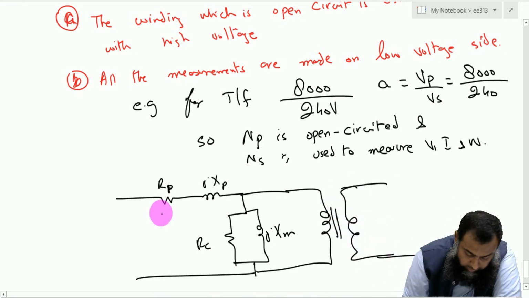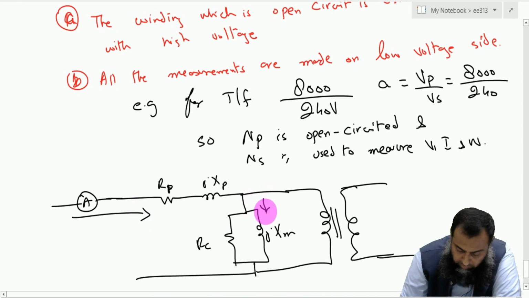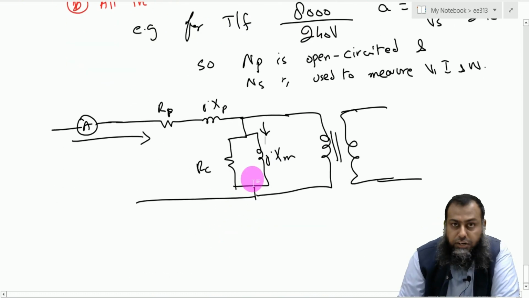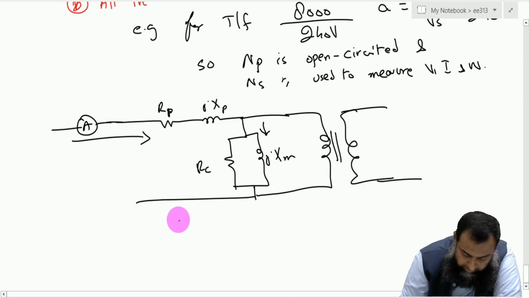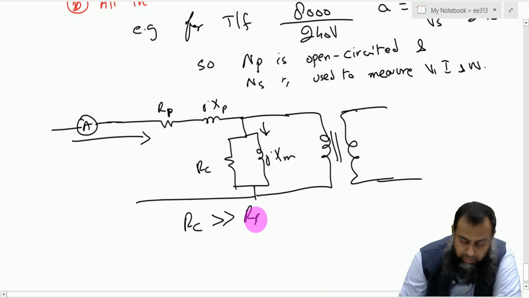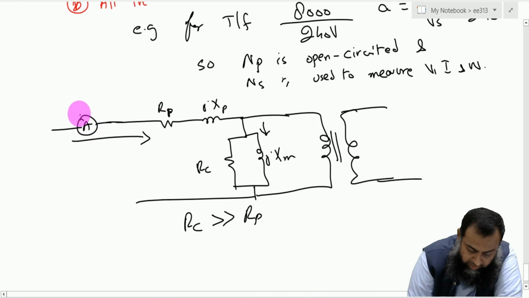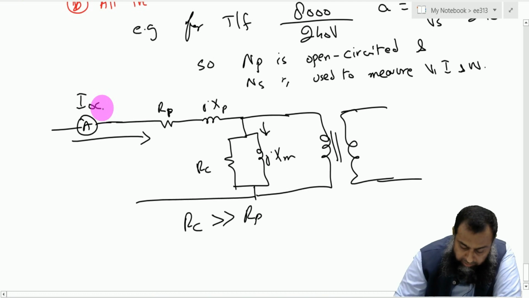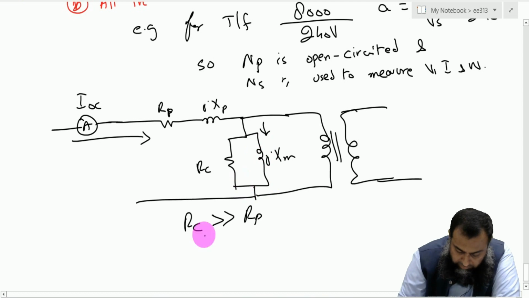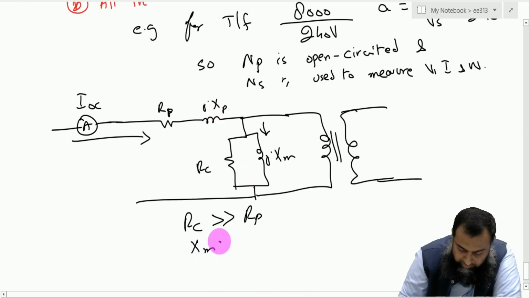Since I am measuring the current here, whatever is the current here goes through this particular branch, which is the excitation branch. Now we do know that this Rc is a very large value compared to this primary side resistance Rp, and therefore whatever is the current flowing here, designated as IOC, is the same current that is flowing through this particular branch. Also we have this Xm greater than this Xp.